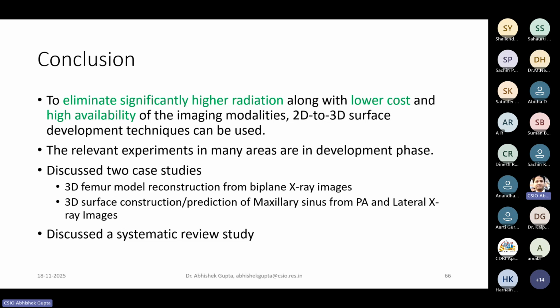So to eliminate the significantly higher radiation, along with the lower cost and high availability of the imaging modality, the 2D to 3D surface development techniques can be used. So we have discussed two case studies.